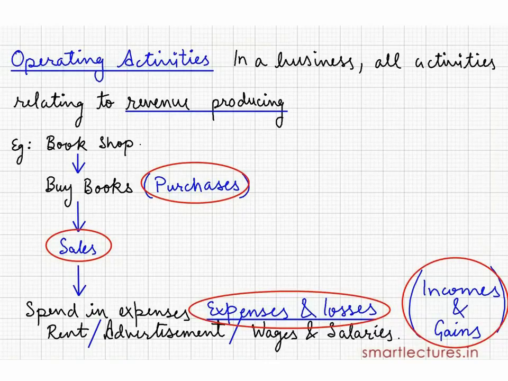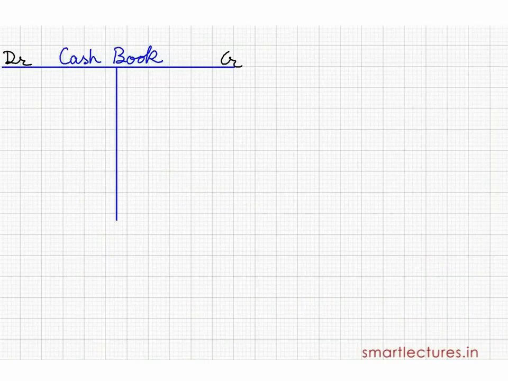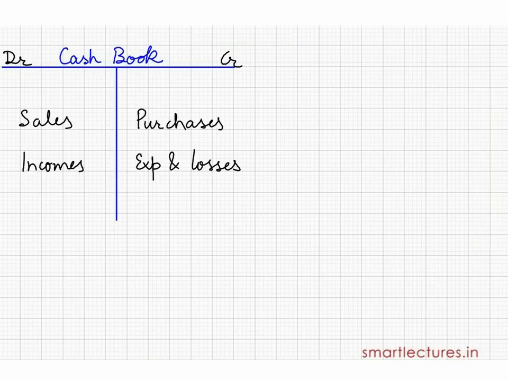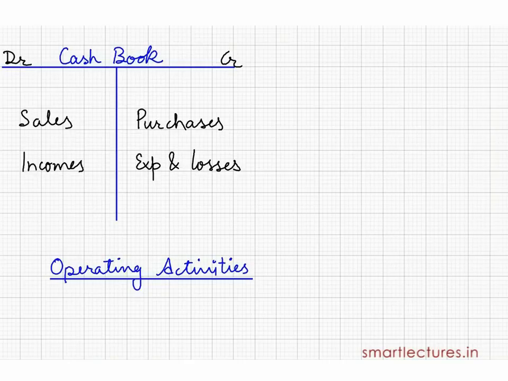One thing more, these operating activities, you will find them in the cash book. You know, on the receipt side, you will find sales, incomes, and on the credit side, you find purchases, or on the credit side, expenses and losses. So these all four activities are called operating activities.